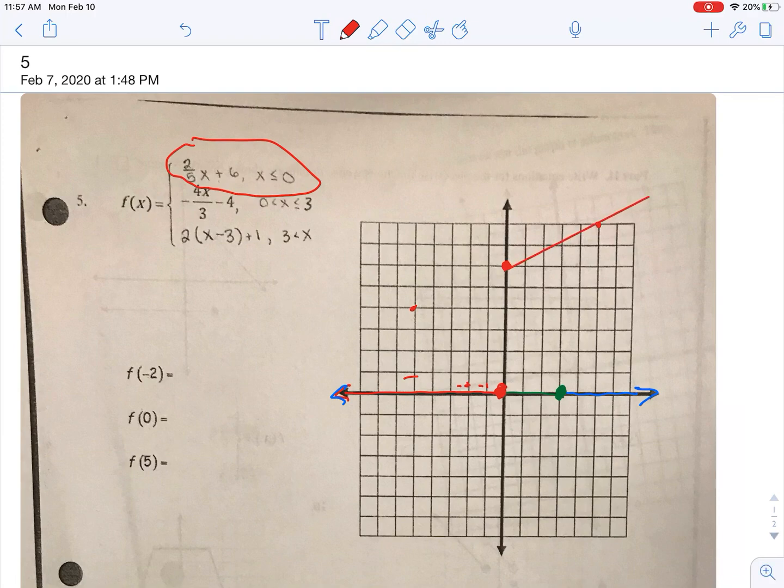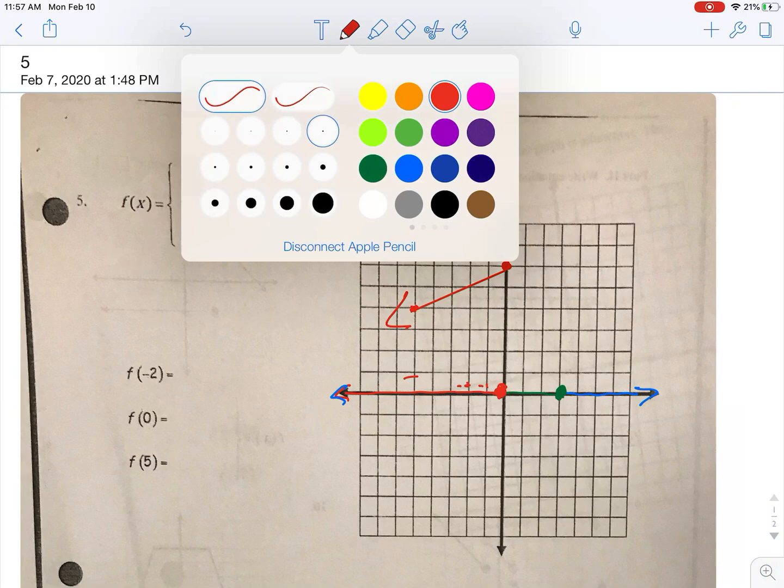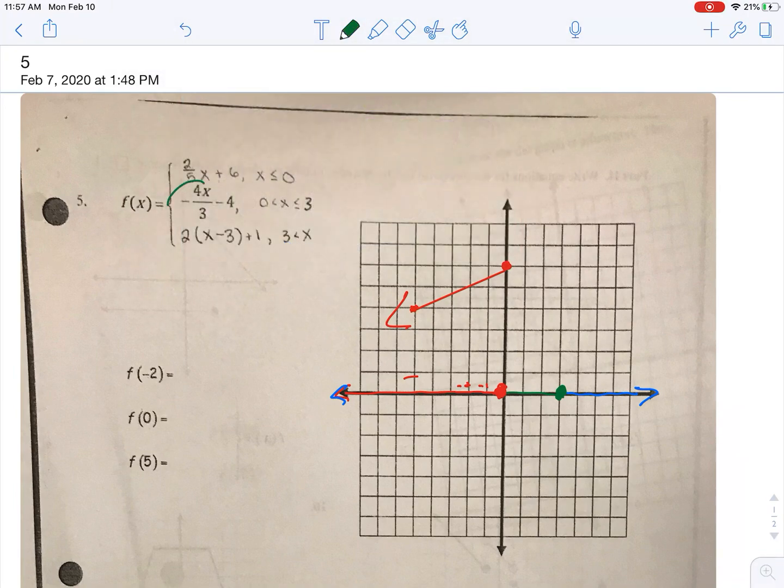Okay, so again, that part is not part of the graph. But this part that is less than 0 is. So I have to remove this part. And now I have graphed that equation just for the part that's less than 0. The next equation is just from 0 to 3. So that's the green portion. Maybe I should circle that in green so you know that's where it's going to go.